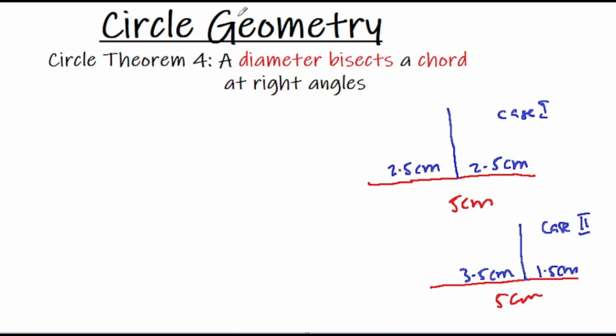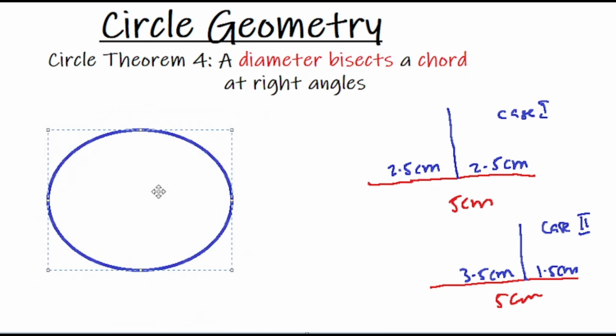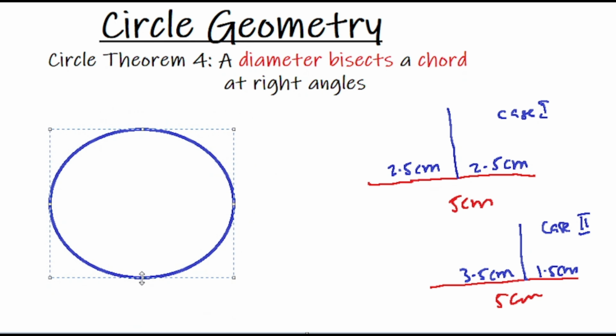Okay, so let's have a circle. Let's see what that looks like. This is a circle. Let's make our circle black. All right, let's locate the center of the circle. This is the center, and let's have a diameter of the circle. The diameter should divide the circle into two equal parts.